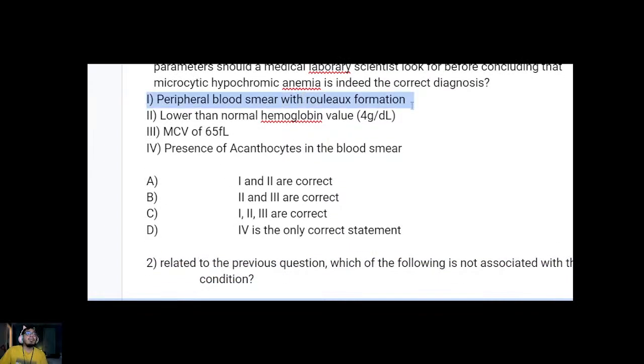Peripheral blood smear with Rouleau formation, X. Lower than normal hemoglobin, 4 grams per deciliter, yes. MCV of greater than 65 femtoliters. Ano nga ba ang normal value? 85 to 100, diba? So it's yes again. Presence of acanthocytes in the blood smear. Not really sure why. So the correct answer, class, how many people were able to answer that one?